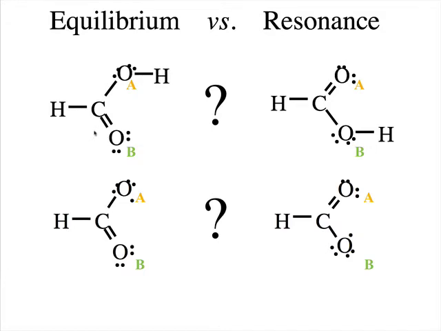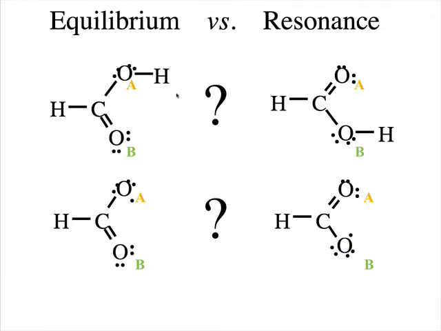The difference between the structure on the left and the structure on the right is that we're changing carbon's bond to oxygen A from a single bond to a double bond, and we're changing the carbon's bond to B from a double bond to a single bond. And we're also moving the hydrogen. Instead of it being attached to oxygen A, we are moving it to oxygen B. So those are very different structures then.